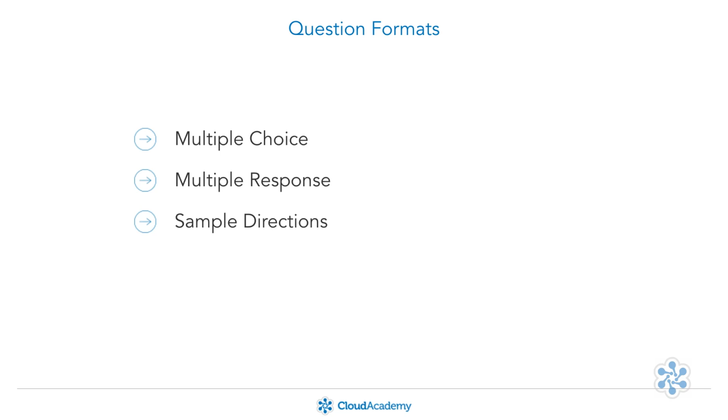For multiple response, we need to select possibly more than one. The question will usually say select the best 2 answers, the best 3 answers, and so on. That is, you are doing something very similar to multiple choice, but you may have to select more than one answer. For the sample directions, these are often fill in the blank or questions that ask you to complete a sentence or simply select the best answer out of a group of answers that may all be correct, but one is the most correct.